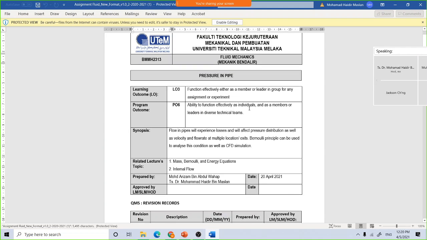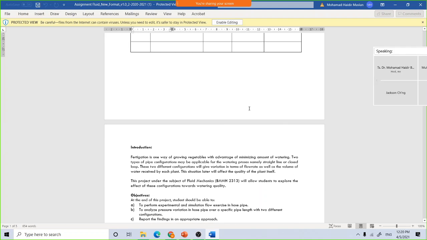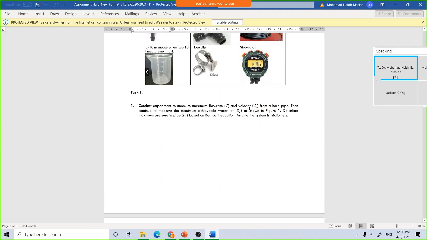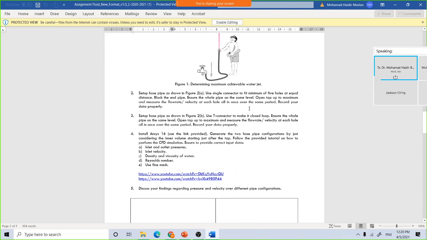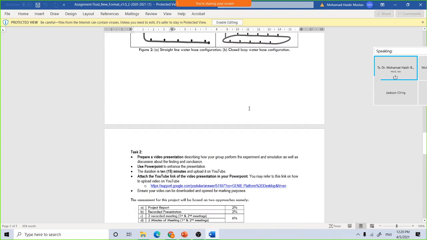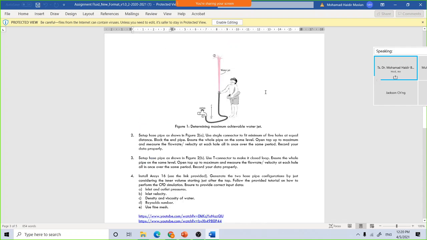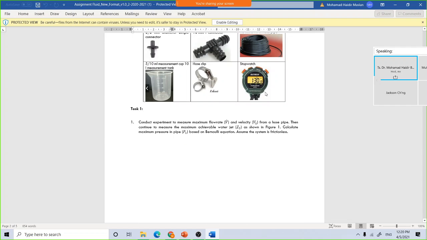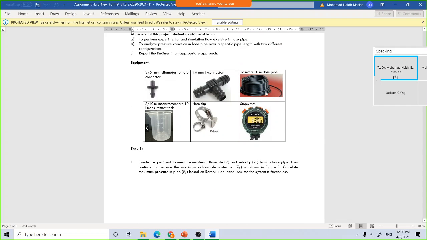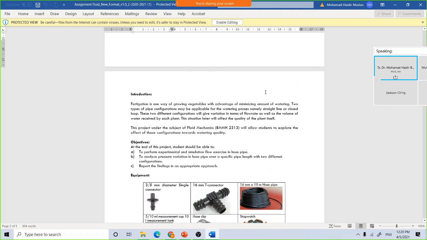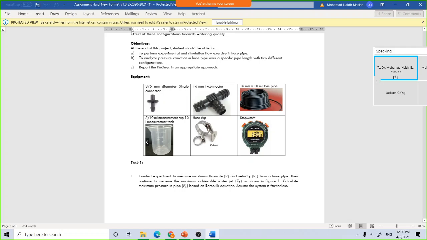For this assignment, if anybody has read it, what you need to do is make two pipelines. The pipeline here uses the hose. I think what Mr. Rizam has done for you is a bit easier to handle, because this is what you need.